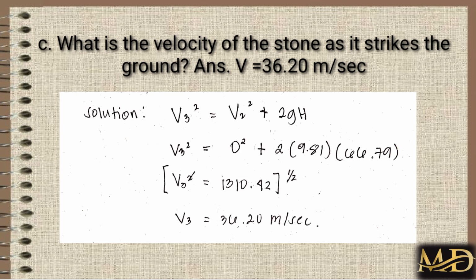Let us see what is the velocity of the stone as it strikes the ground. So V3 squared is equal to V2 squared plus 2GH. So V3 squared is equal to 0 squared plus 2 times 9.81 times 66.79. So therefore V3 squared is equal to 1310.42 to the power of 1 half. So V3 is equal to 36.20 meters per second.